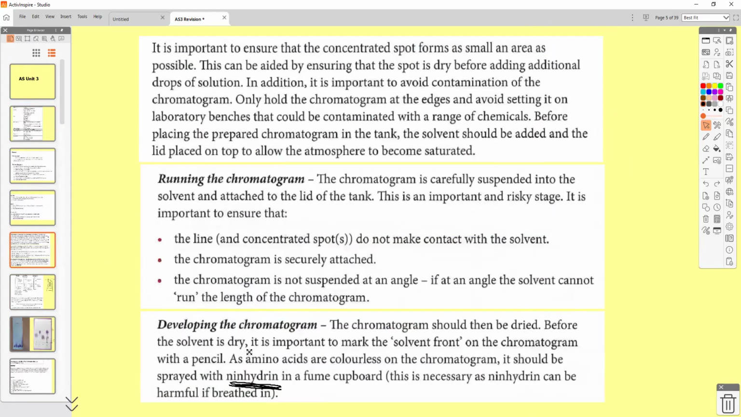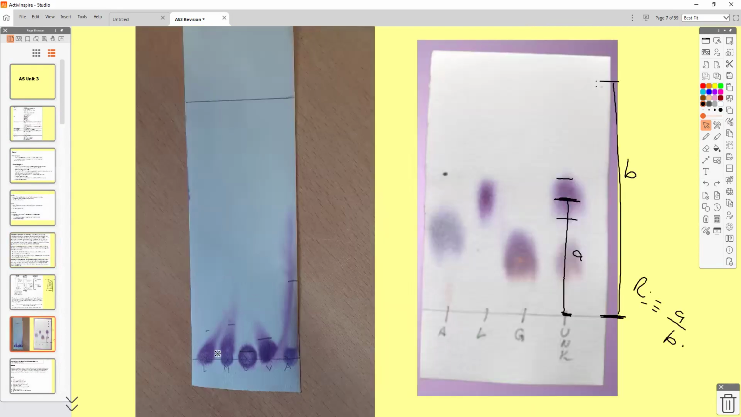and you'll use that distance when you're finished to calculate your RFs. Also, to help the colors come out of your amino acids, we spray with ninhydrin. Okay, and that can either be done outside or generally in a fume cupboard, because it's harmful, as it says there, when it's breathed in. So sometimes they ask about what substance is used to bring out the color, if you like, in your amino acids. That is ninhydrin. Okay, the type of thing you'll get is this.